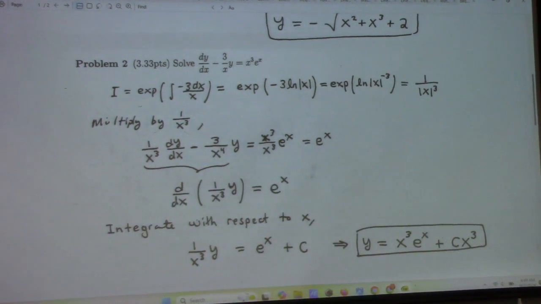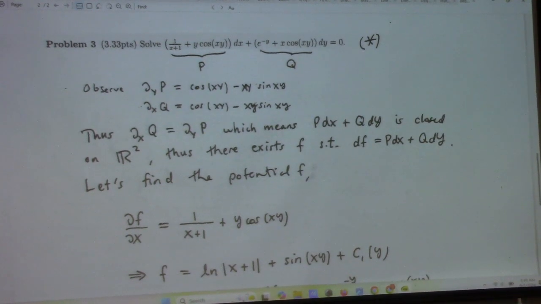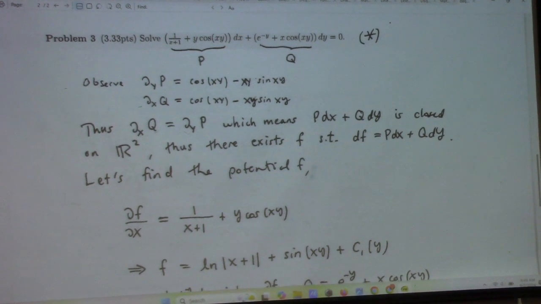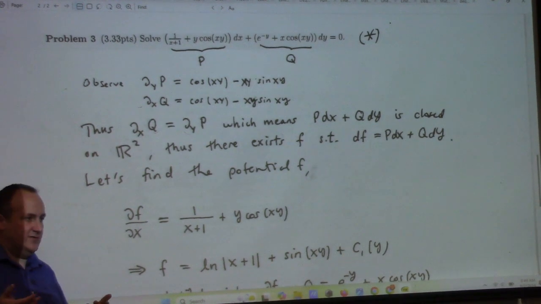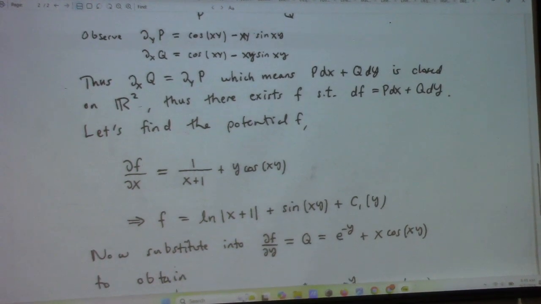And then on the back here, a lot of people got this. So the stuff I have at the start, you don't need to do. I didn't take off points if you didn't do it. This is for the sake of full discussion, right? My P and my Q are such that they satisfy the closed condition, and that means that it's exact, meaning that there exists a potential function. And I will post this solution in Canvas, don't worry.